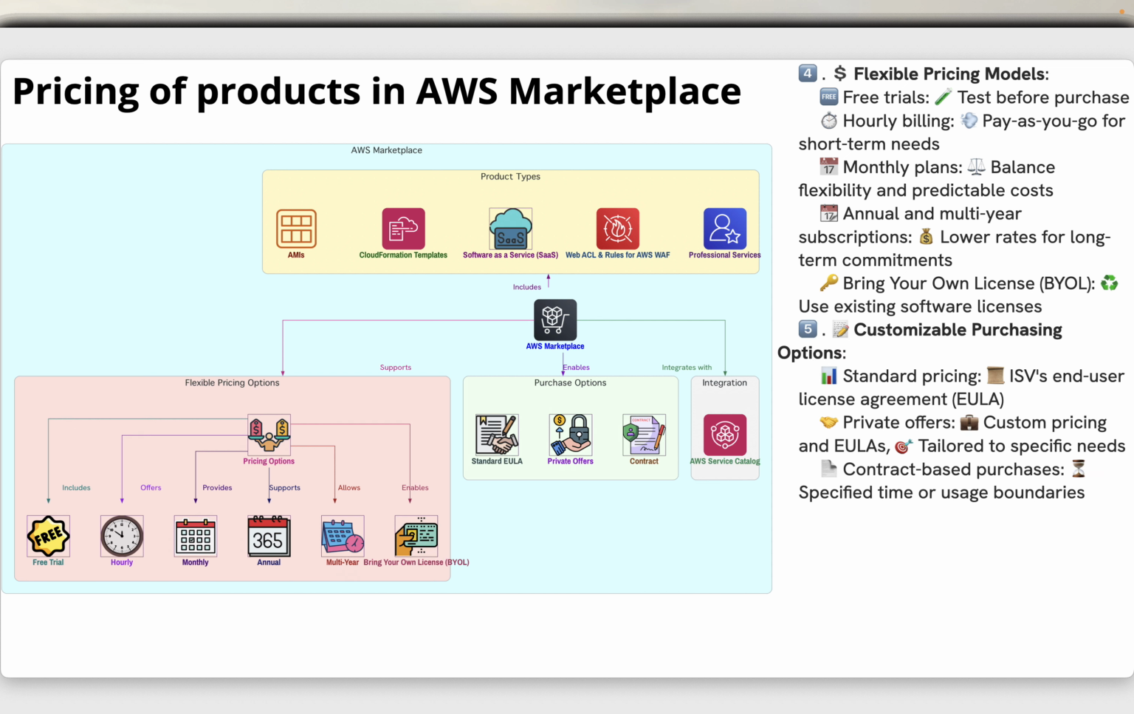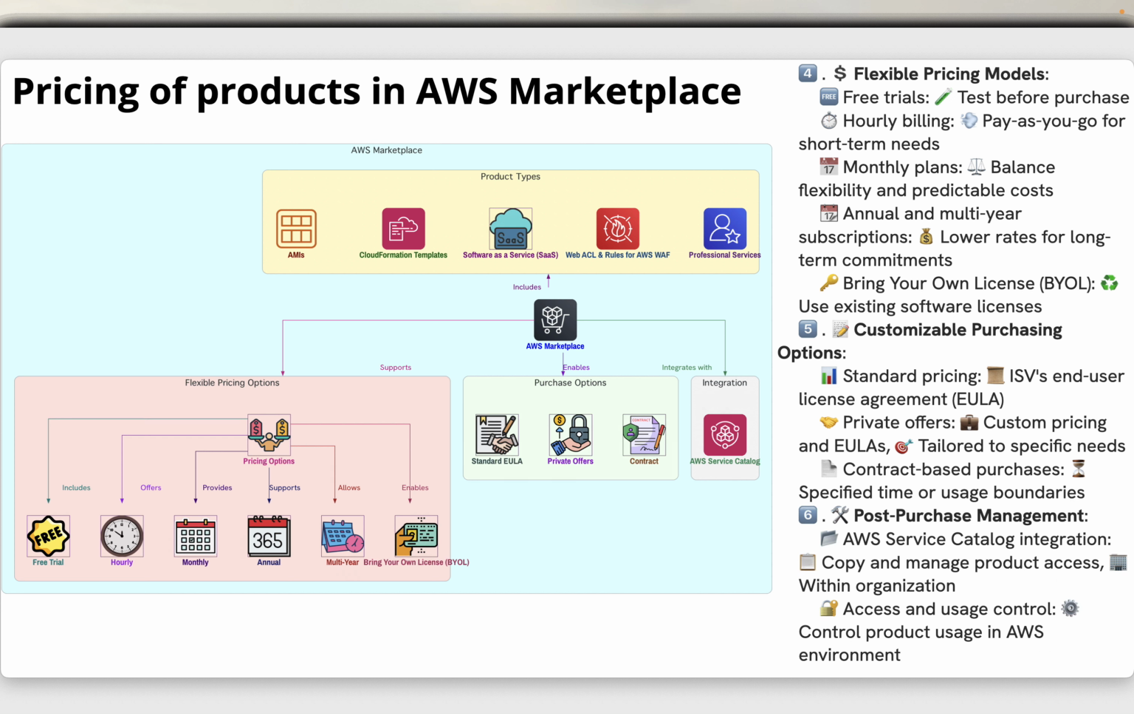Customizable purchasing options. So customers can choose from various purchasing options. Standard pricing with the independent software vendors', ISVs', end user license agreement, EULA. Then private offers with custom pricing and EULAs tailored to specific needs. And lastly, you have contract based purchases with specific time or usage boundaries.